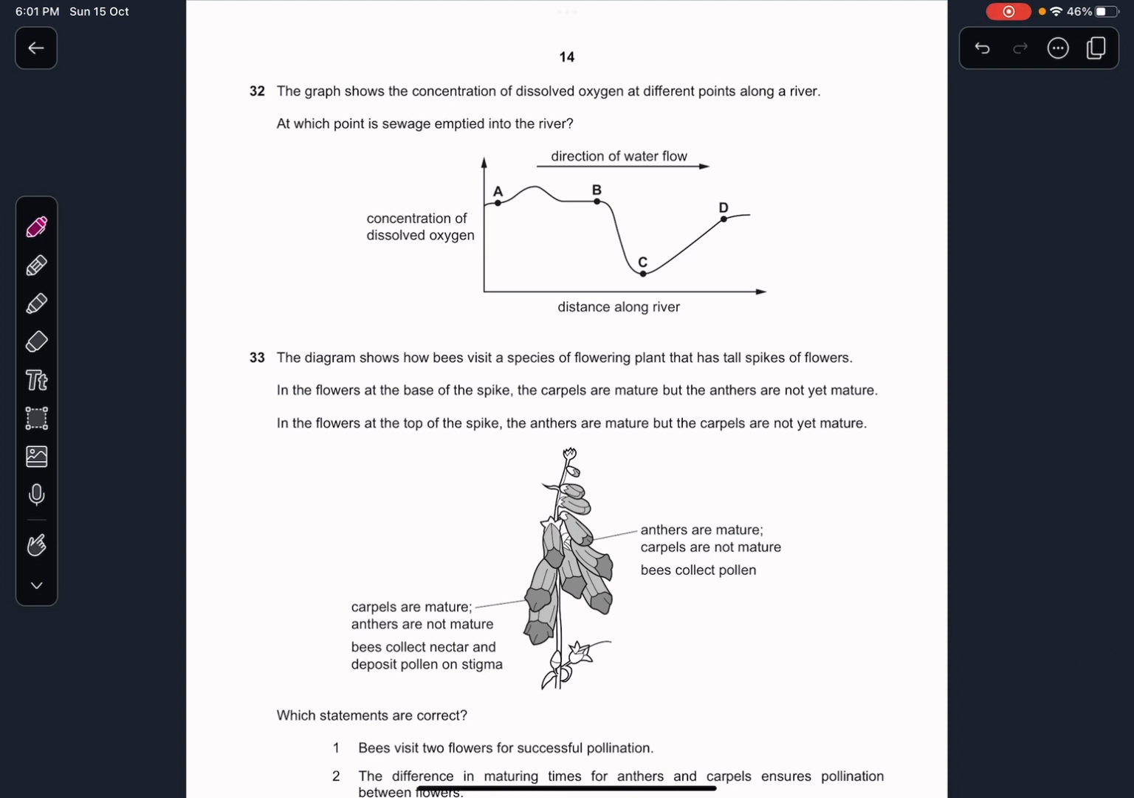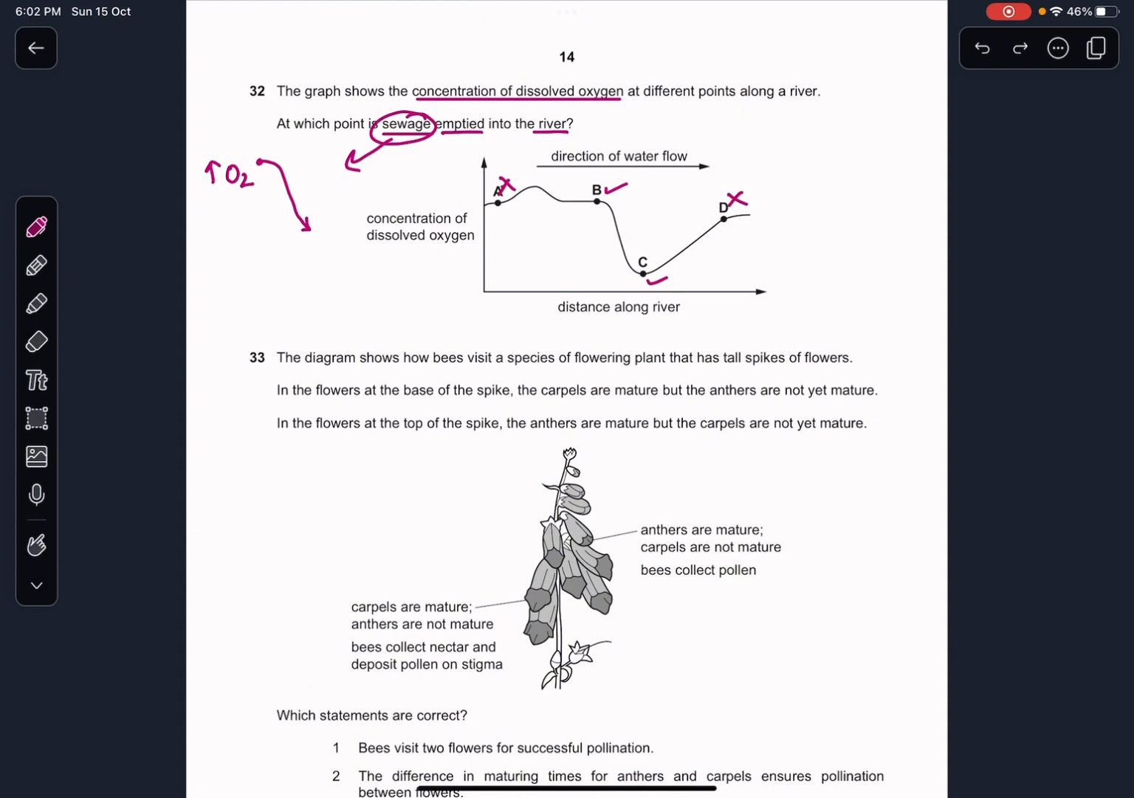The graph shows concentration of dissolved oxygen at different points along the river, at which point the sewage is emptied into the river. So when the sewage is emptied into the river, at that particular point the oxygen is going to be high, but subsequently it is going to decrease because sewage at that point is being thrown into the water, so the oxygen is going to decrease. So it cannot be D and it cannot be A. It can either be B or it can be C.